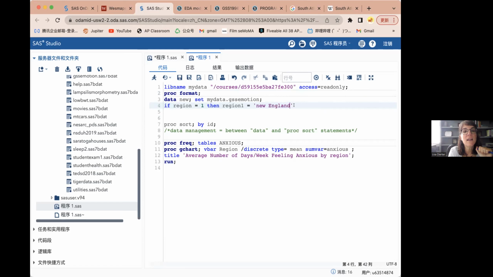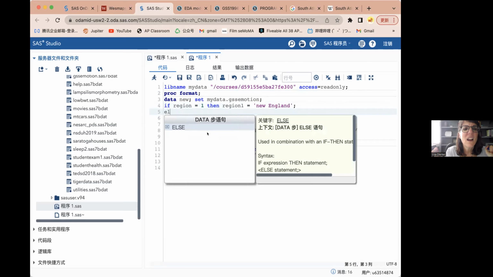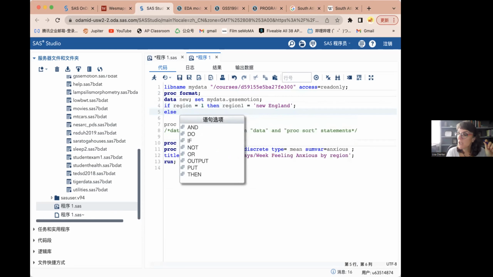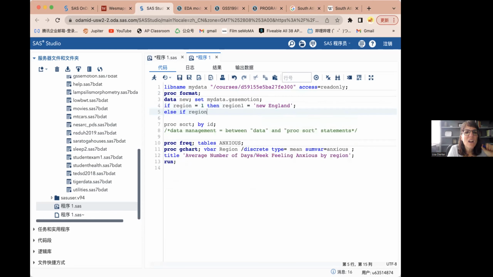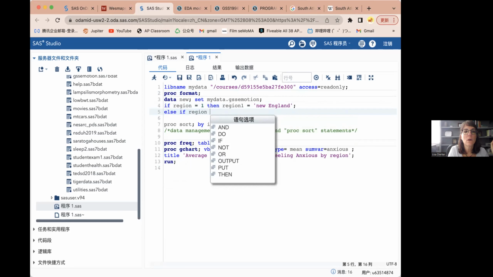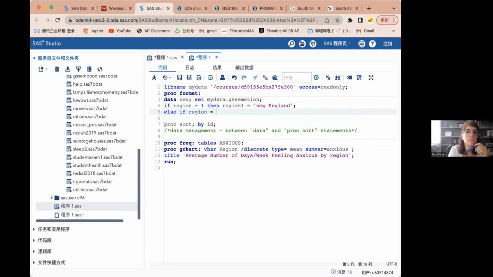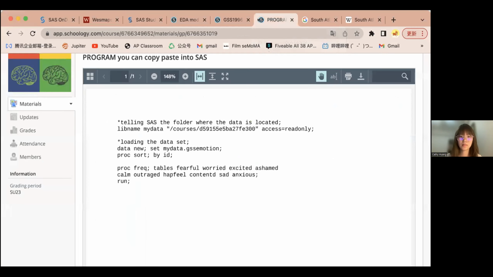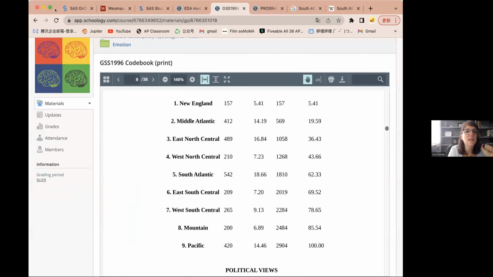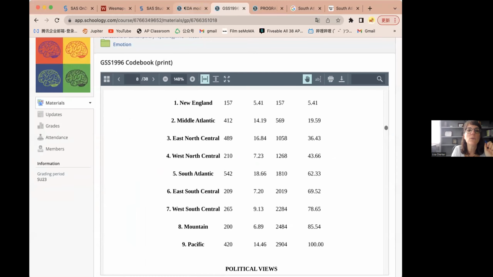Now a semicolon at the end. Okay, now on the next line, I want you to say else, if region equals 2, then region1 equals... I'll go back to your code book. I don't remember what region 2 equals. Okay, so 2 is Middle Atlantic. So I'm going to say equals 2, then region1 equals Middle Atlantic.